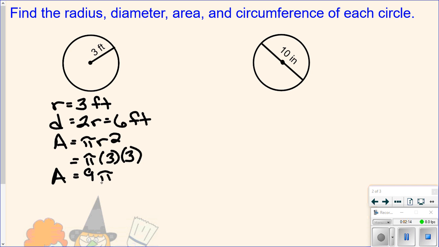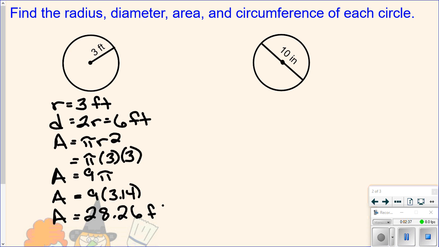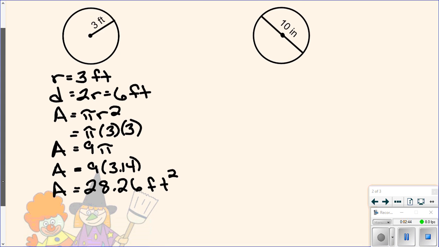Now, if they told you to go ahead and multiply it out using 3.14 for pi, then you would just take the 9 and multiply it times 3.14. Multiply that real quick. 9 times 3.14, and I get 28 and 26 hundredths. 28.26. And for area, the units are always squared units. So that's feet squared.